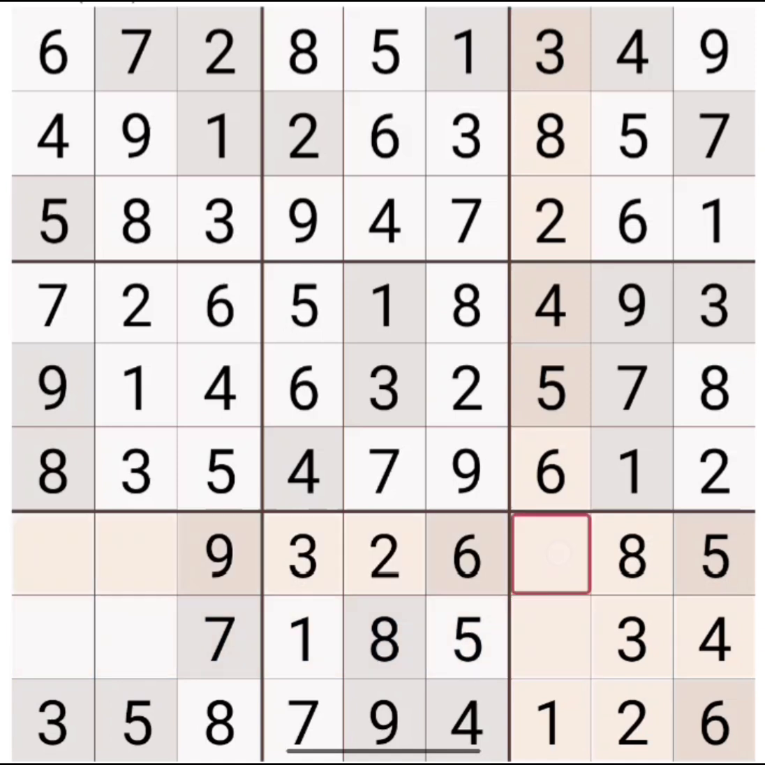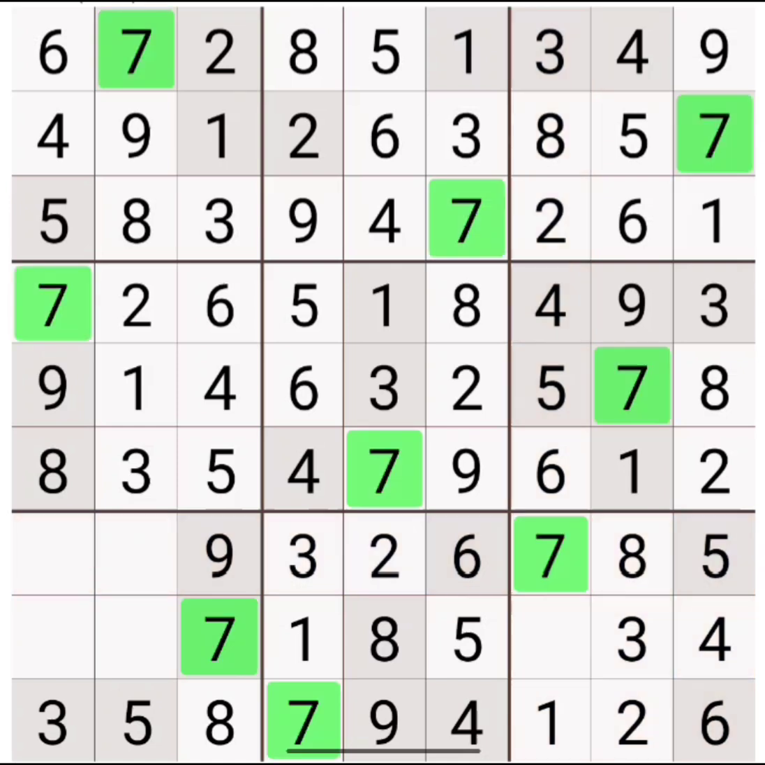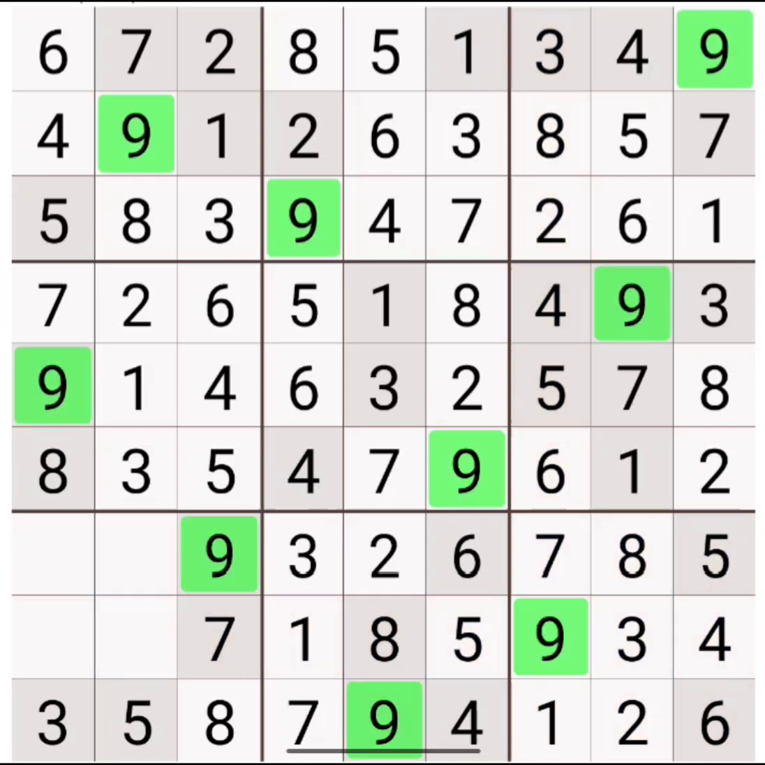Now, let us complete this box. In this box, 8, 5, 3, 4, 1, 2, 6 are there. Only 7 and 9 are missing. So, we have to place 7 and 9 in these two places. But we cannot write 9 in this cell because 9 is there in the same row. So, we'll write 7 and we'll give this cell to 9.